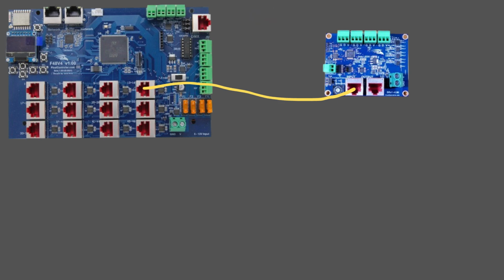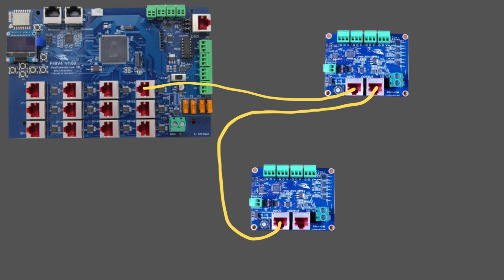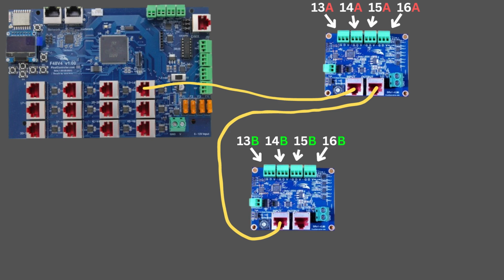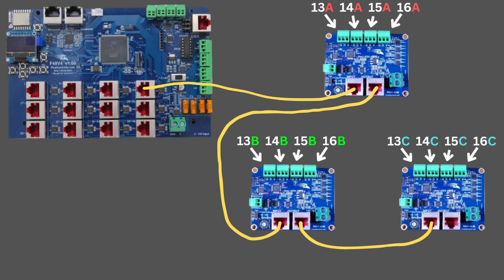Well, if I add another receiver to this chain, the ports on the first receiver now become port 13A, 14A, 15A, and 16A. Then the 4 ports on the second receiver become 13B, 14B, 15B, and 16B. If I add another receiver, it would be 13C, 14C, so on. And you could do this with up to 6 receivers. So on the final receiver, if you had 6, it would be 13F, 14F, 15F, and 16F.